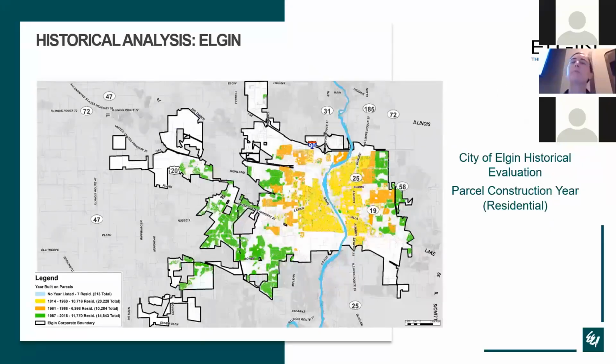So now I'll give you some examples of communities that are exhibiting these building blocks. The first up is Elgin. This is a map of their distribution system and parcels color-coded by year.